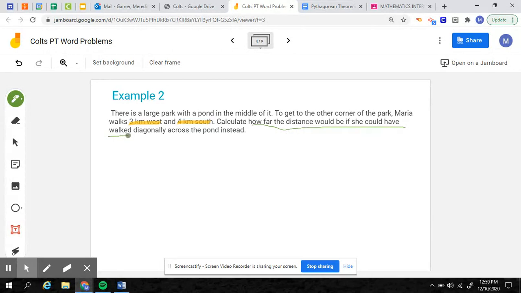diagonally across the pond. Okay, so the situation we have going on is Maria's crossing the park, and she's having to walk around this pond. So how much quicker, how much shorter would it be if she could just walk across the water?